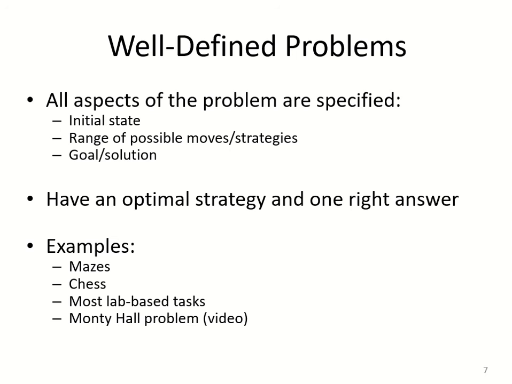Examples of this are, for example, mazes, right, where there's only one particular path out of the maze. Chess, where there's a set of rules that govern what that game is. It's very well defined. You can't make any moves outside of those rules. Anything that's studied in a lab oftentimes involves some sort of well-defined sequence of steps that you have to take to solve a problem. And then I'll post a video that's called the Monty Hall problem that is an example as well of a problem where it's actually very well defined.